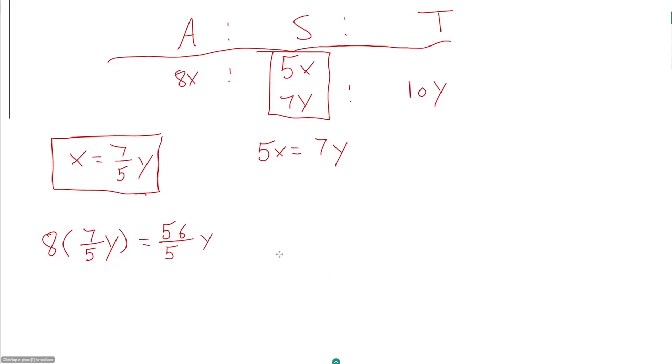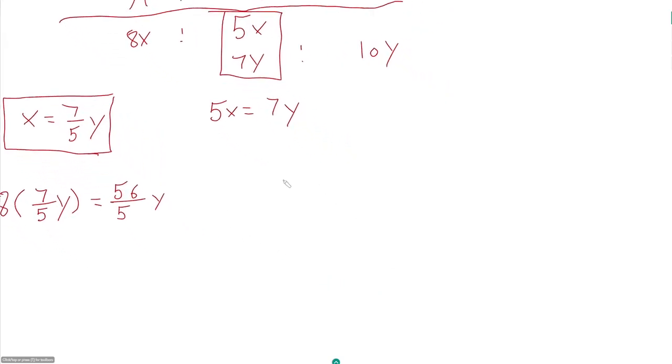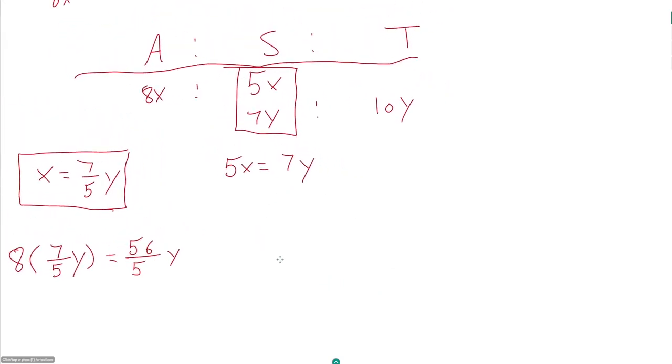So if I were to finalize this ratio, we'll make a single ratio of 3 things out of these 2 ratios. Theodore is the easiest because we only have one choice. Theodore is still 10y. Simon, we got to choose, so we're going to choose 7y because we're putting everything in terms of y. Then for Alvin, we got to choose this guy here. So Alvin is 56 over 5y.